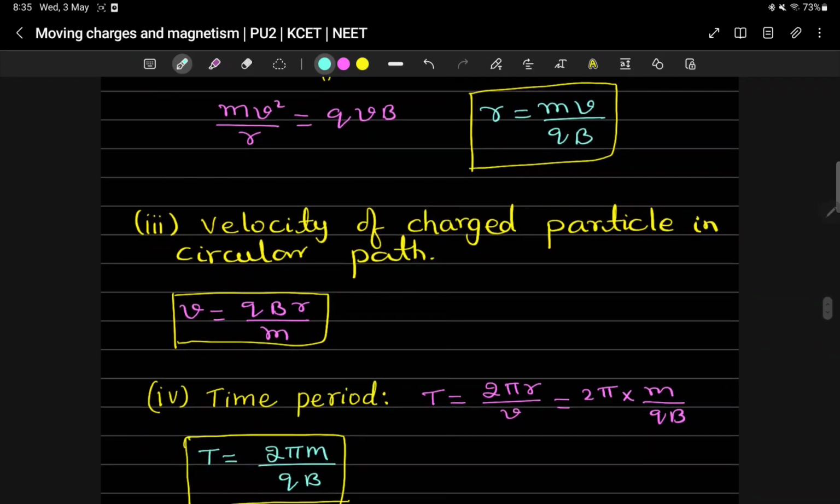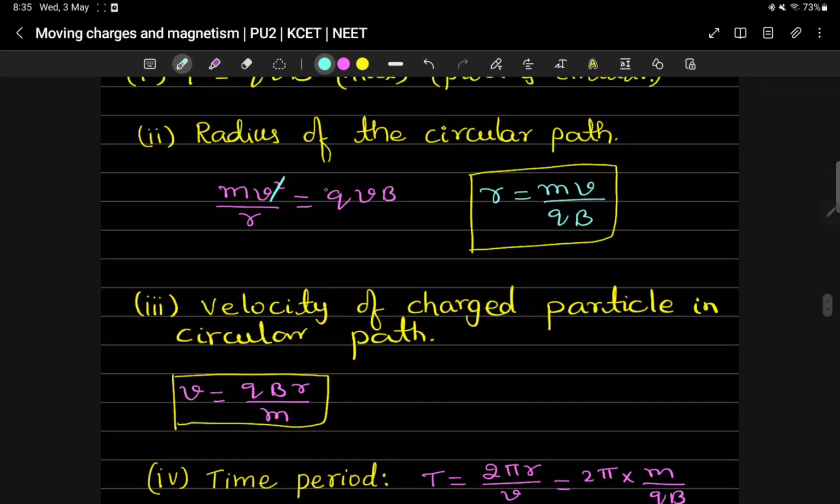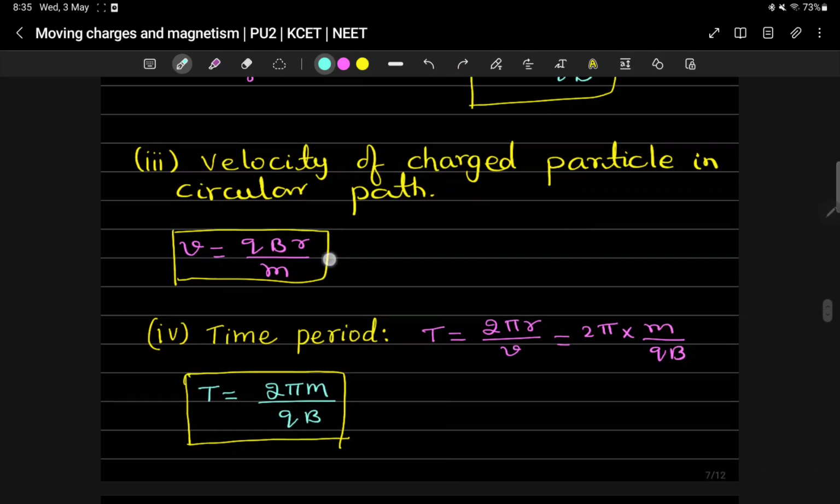So QVB. Next we have the velocity of the charged particle in the circular path. Just take this velocity and cancel it out, one velocity will remain, and you get QB into R divided by m. That is the answer for this. So v is equal to QBR divided by m.